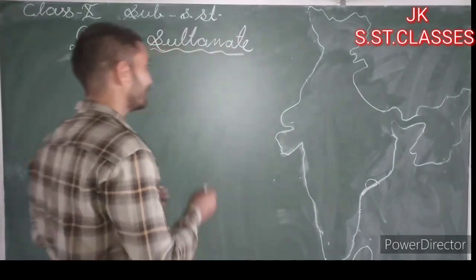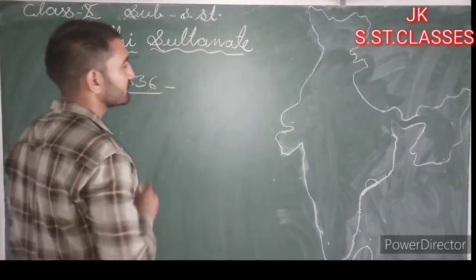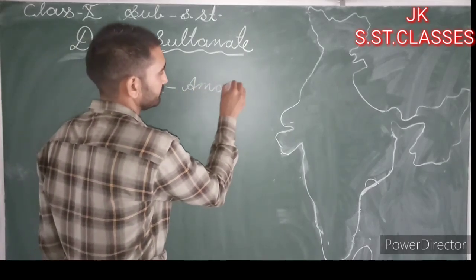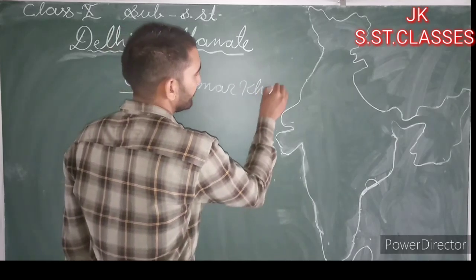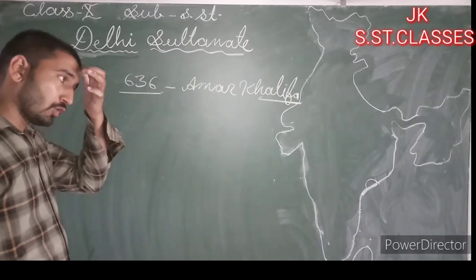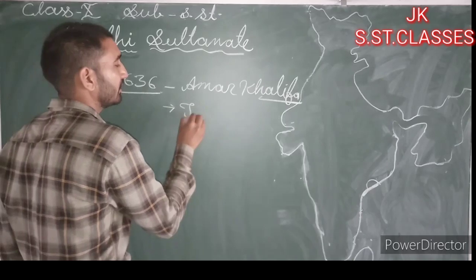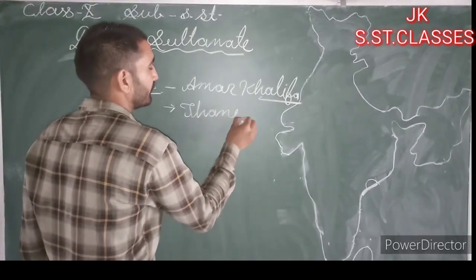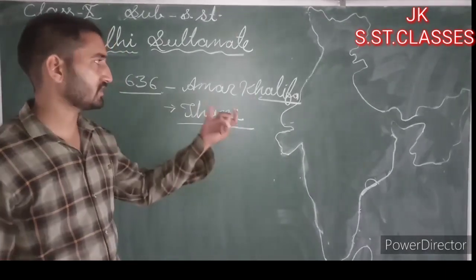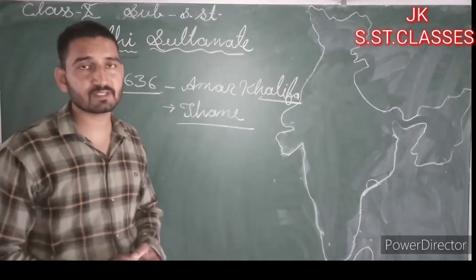Means in 636 Common Era, the Muslim army of the Khalifa made the first overseas invasion on India, and the invasion was on Thane, situated in Maharashtra. So the first invasion of the Muslims was on Thane, but this was an unsuccessful invasion.